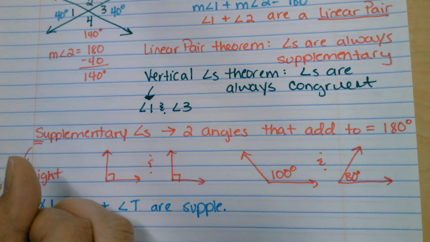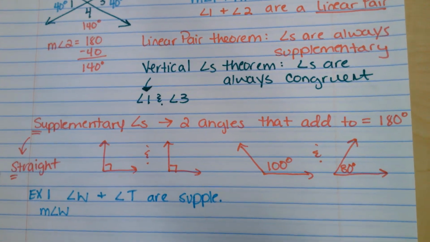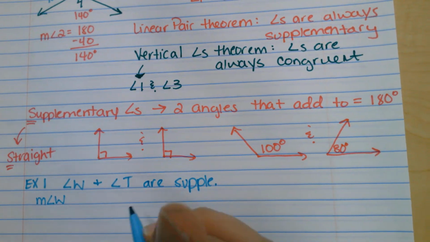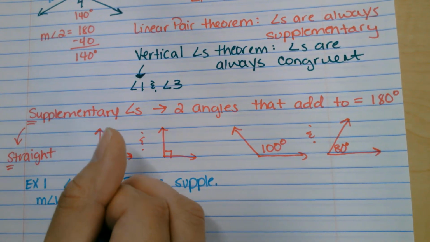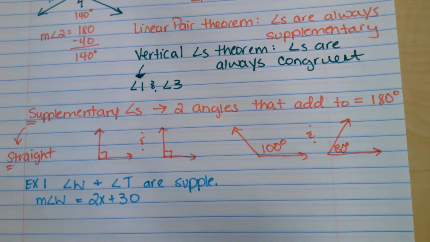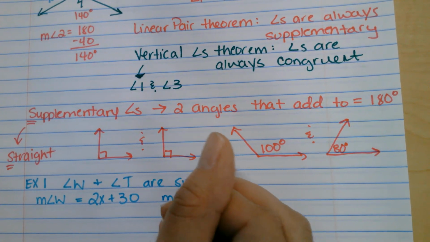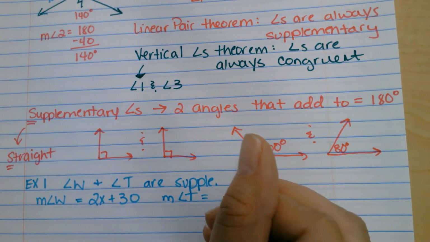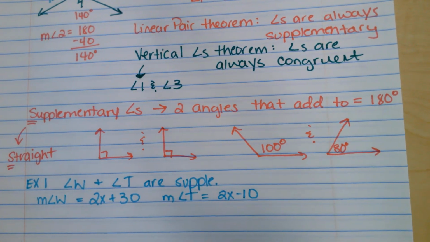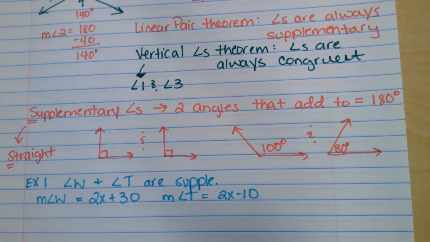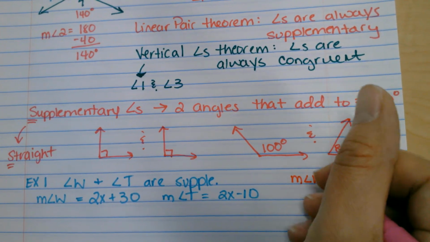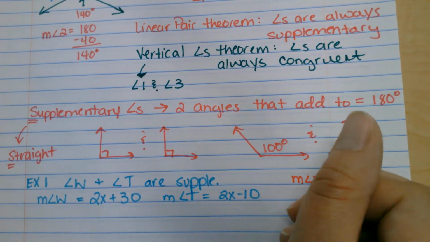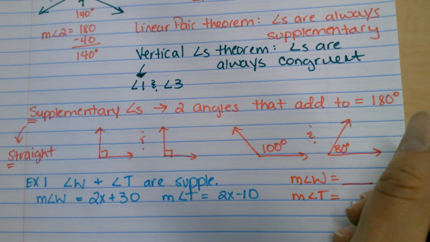I'm going to tell you that the measure of angle W, remember little m stands for measure, measure of angle W is 2x plus 30. And then measure of angle T is 2x minus 10. My question to you is, what would be each one of those angles? So what would actually be the measure of angle W in degrees, and what would be the measure of angle T in degrees?